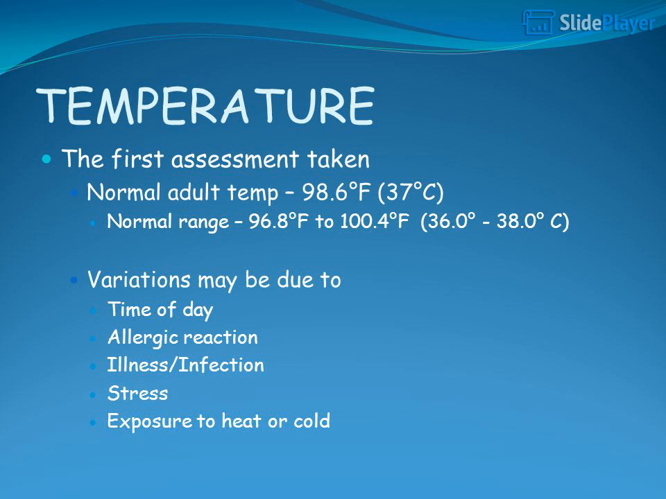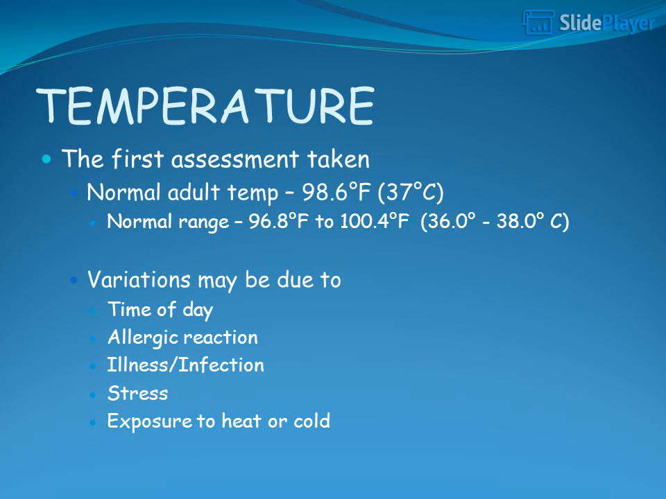Temperature. The first assessment taken. Normal adult temp, 98.6 degrees Fahrenheit, 37 degrees Celsius. Normal range, 96.8 degrees Fahrenheit to 100.4 degrees Fahrenheit, 36.0 to 38.0 degrees Celsius.